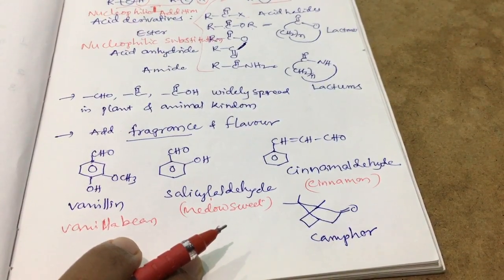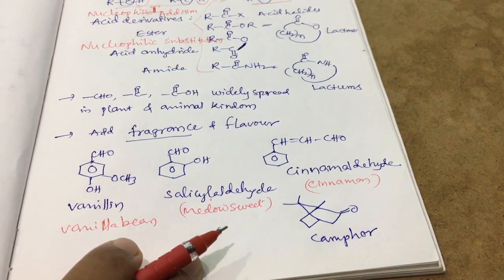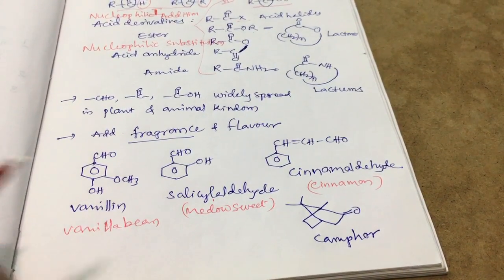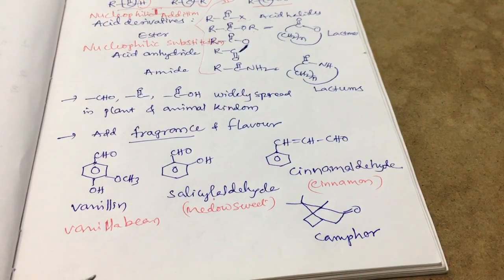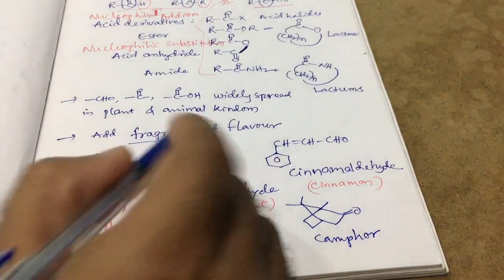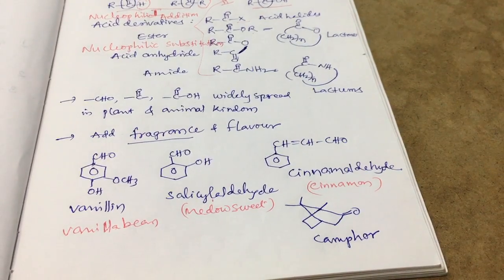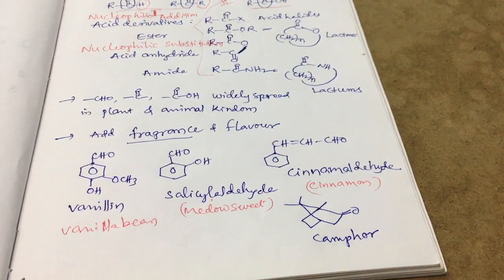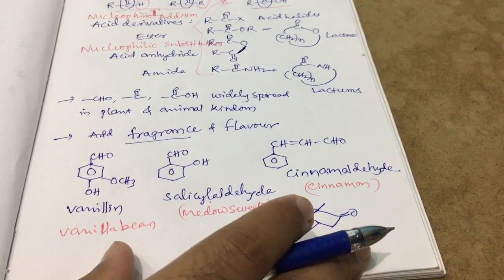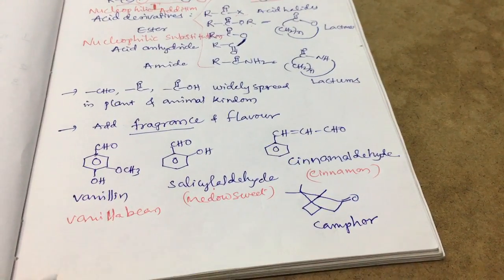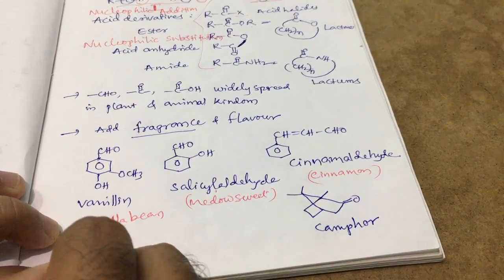resins, paints, fabric. In all of this we are using aldehyde and ketone compounds. These have a good fragrance and flavor. That's why we use them in all food materials, pharmaceuticals and perfumes. Very useful. And one of the compounds we will know is acetone.